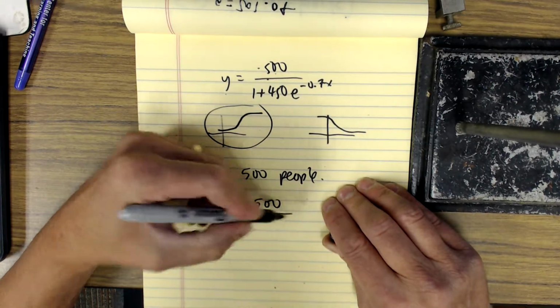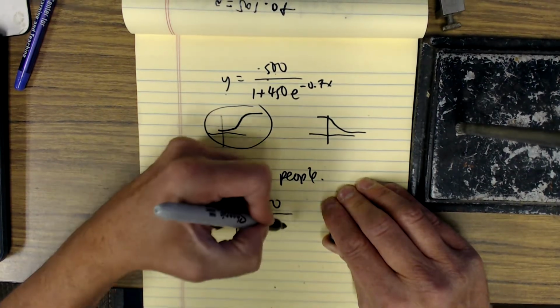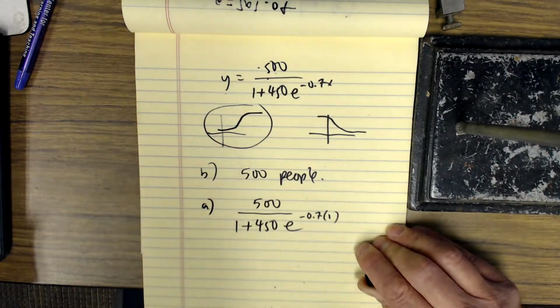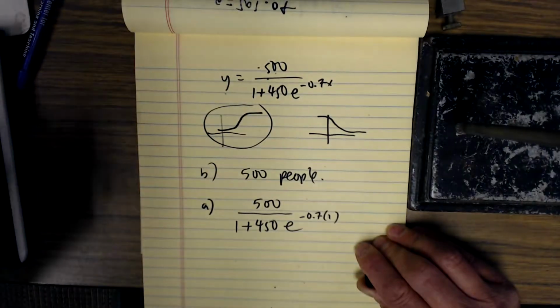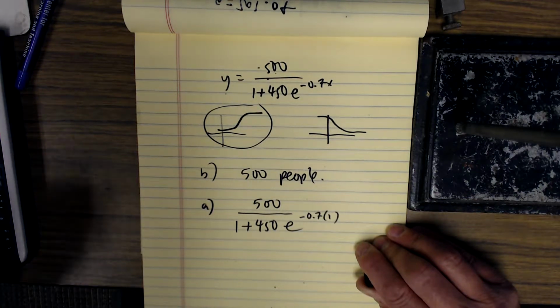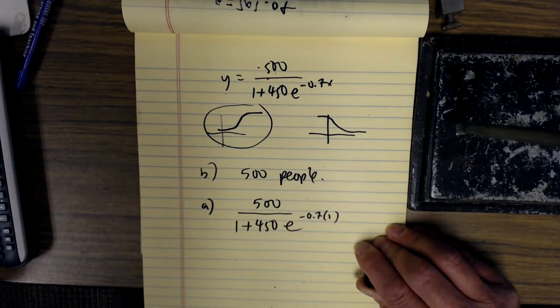So we do 500 over 1 plus 450 e to the negative 0.7 times 1. And we key that into our calculator. So I'm going to key that into my calculator. I suggest that you key it into your calculator as well. Be careful with parentheses when you're doing this. And if you don't get the right answer, it's probably because of that.